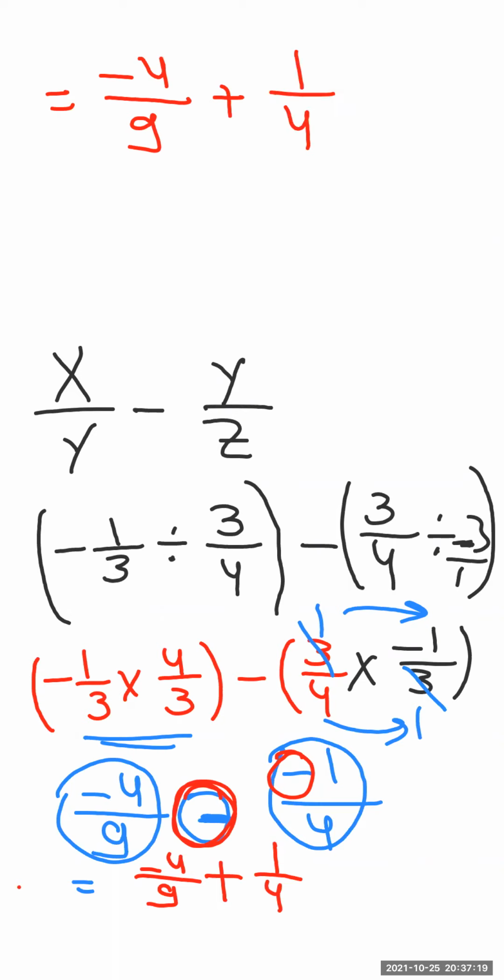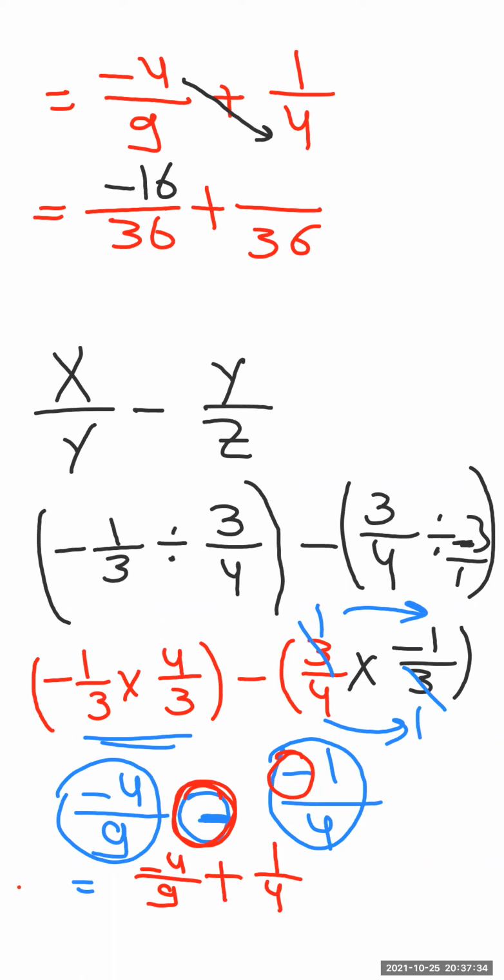Okay, normal addition. Unify the two denominators, and the two denominators will be 36, which is 4 times 9. And then plus. Get the numerator, the first numerator, -4 times 4, -16. The second numerator will be 9 times 1, 9. Now, -16 plus 9, -7 over 36. Finished.